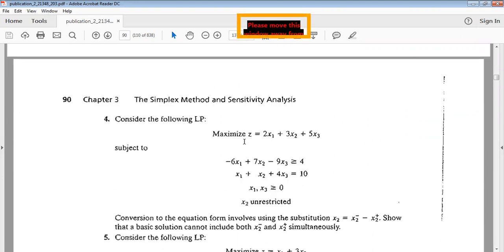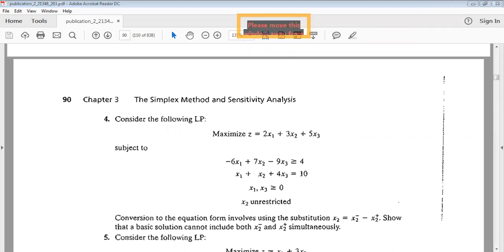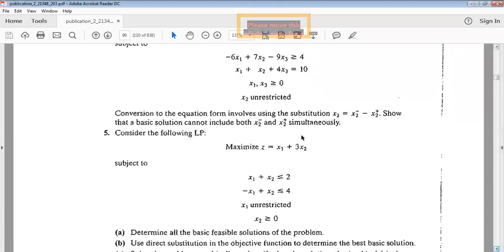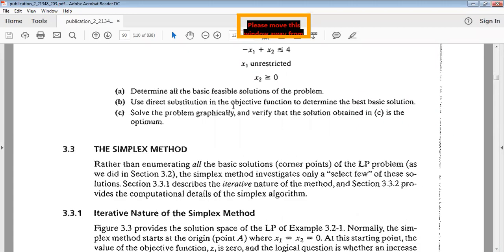And this is another problem, maximize z is equal to this much, x1 greater than or equal to 0, x2 is unrestricted. So x2 is unrestricted. Here consider the problem: maximize z is equal to x1 plus 3x2 subject to x1 plus x2 less than or equal to 2, minus x1 plus x2 less than or equal to 4. x1 is unrestricted, x2 is greater than or equal to 0. Determine the basic feasible solutions. So these are all the various problems.